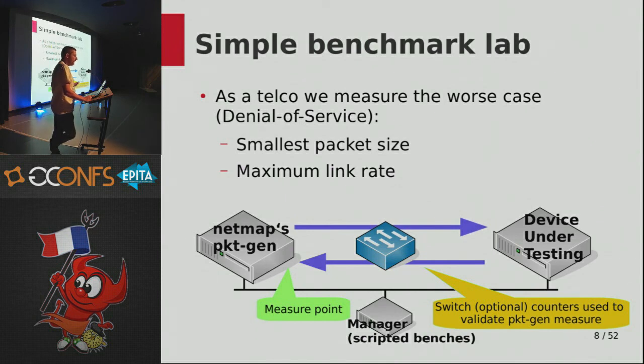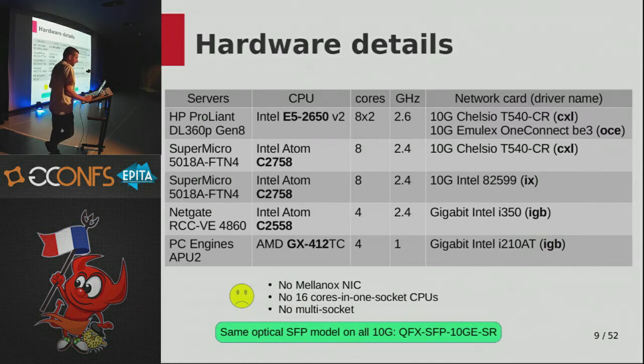Now, a little more detail on the hardware lab I will use for all my talk. I'm reusing all the stuff I get at Orange, and I will do lots of tests. My biggest server is a Xeon 8-core with an embedded Emulex 10 gigabit card and a Chelsio 10 gigabit card. I've got two Supermicro with 8-core Atom, one with Chelsio and one with Intel. This is great because I can compare the behavior between Chelsio and Intel. Then two small ones, one Netgate and one PC Engines APU. This is for my gigabit world.